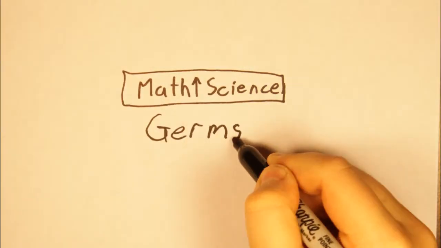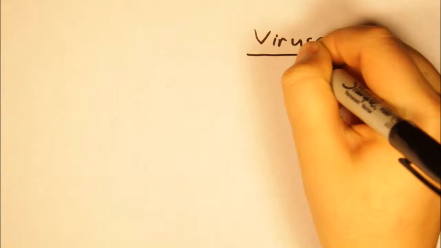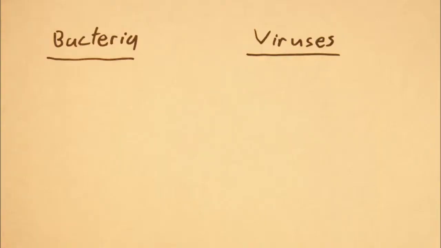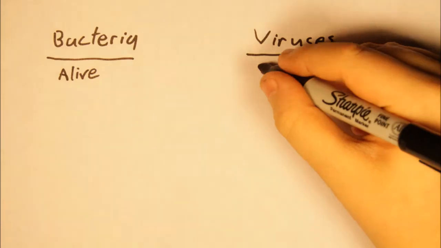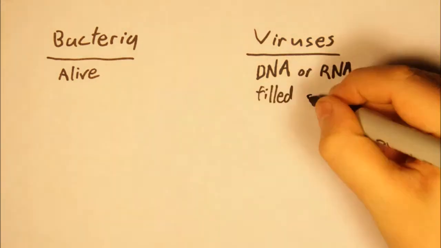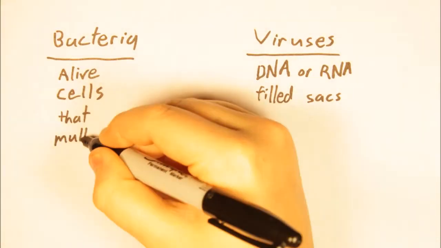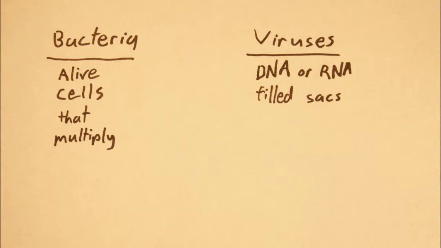Today we'll be talking about germs. There are two main types of germs, bacteria and viruses. Viruses are sacs filled with DNA or RNA, used to replicate the cells. Bacteria are a specified type of cells that replicate very fast.